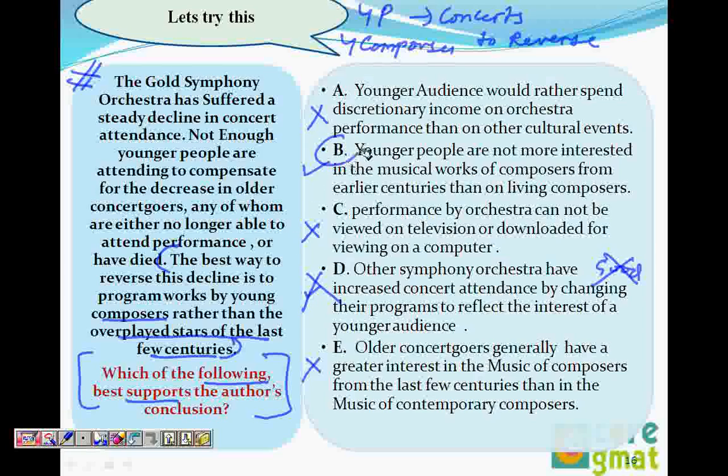Now why is B the right choice? It says younger people are not more interested in the musical works of composers from earlier centuries than in living composers. If you remember the negate strategy, if we negate it, we get that young people are more interested in earlier composers. Then that undermines my conclusion that the best way to reverse the decline is to program works by young composers. Since negating it undermines the conclusion, I'm on the right choice. Understood how we do this strengthening question? Let's move to the next question.